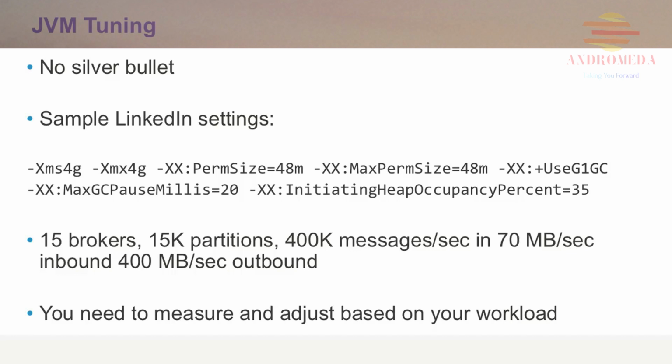So let's take a look at a sample of LinkedIn's settings for how they run Kafka. So you can see here they have Xms, so they're setting 4 gigs as the minimum heap size and 4 gigs as the max. Usually a pretty good practice regardless, as that lets the runtime allocate a big chunk of memory that it can then work with. So now you're not having to constantly grow the memory and pay that expense.